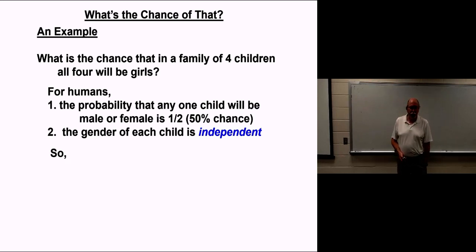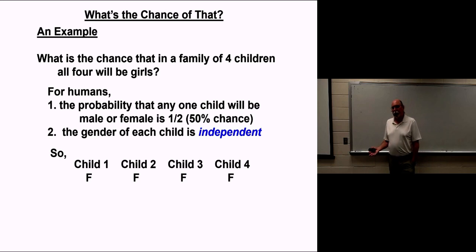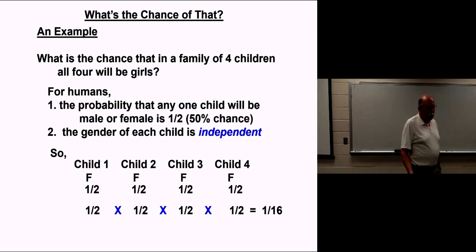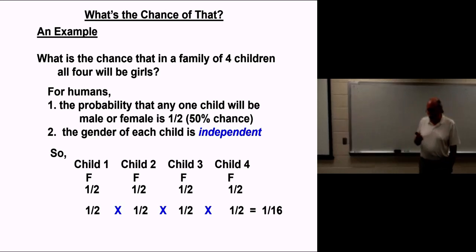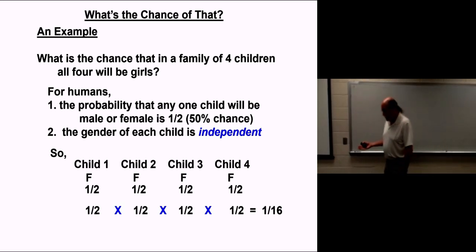So it's very important. All right, so what's the probability of having 4 daughters out of a group of 4? How often are we going to see a family of 4 walking along when all 4 of them are girls, right? And we think about it, okay, each child has a 50-50 chance of being female.